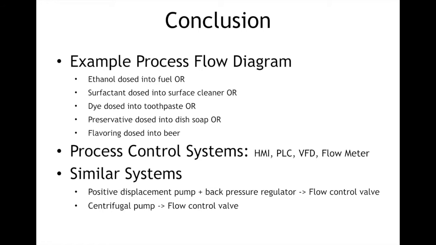And the way that this is accomplished is a series of HMIs, PLCs, VFDs, and flow meters all put together, where the flow meter is providing feedback to the PLC, which is telling the VFD or flow control valve how to react. And we talked about similar systems: at first we were looking at the PD pump on a VFD, but analogous systems could have the PD pump with the back pressure regulator that goes to the flow control valve, or we could have the centrifugal pump that is sending a constant pressure to the flow control valve.